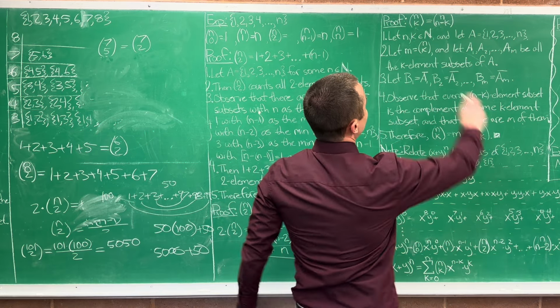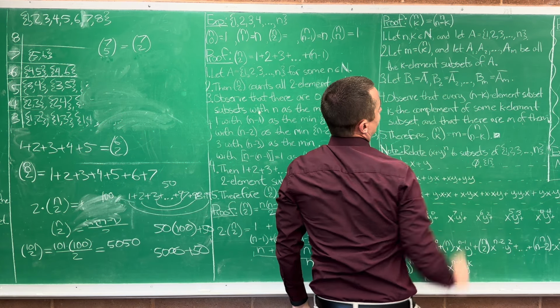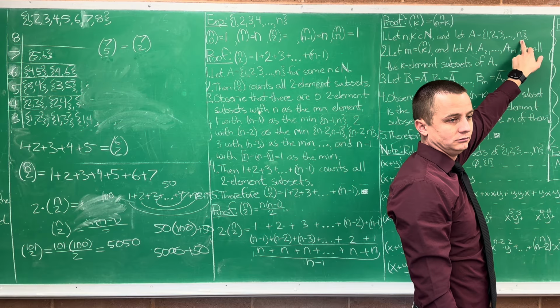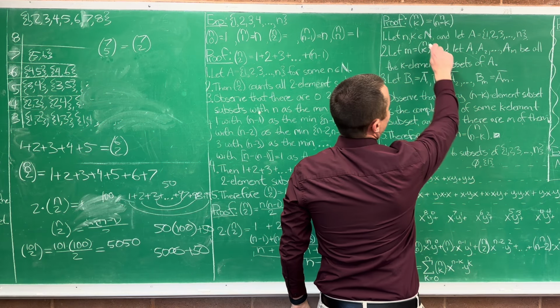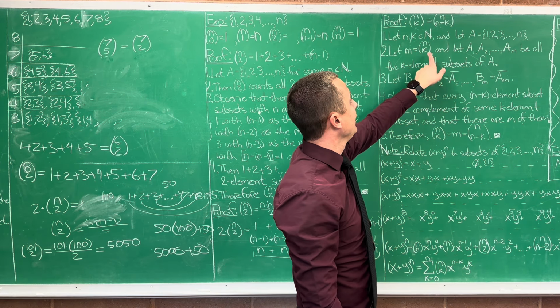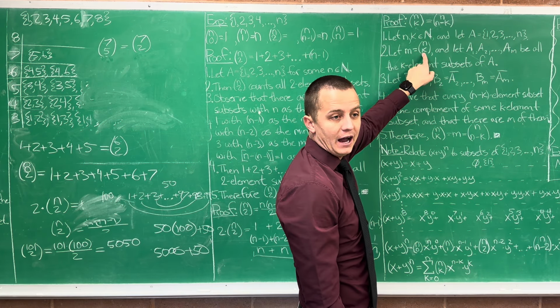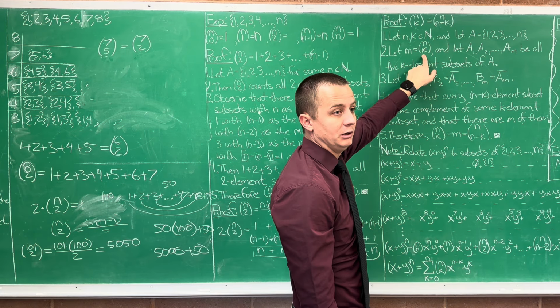So let's run through it. Let n and k be any two natural numbers, and let A be some n-element set. Now we're looking at n choose k, all the ways that we can choose k elements from an n-element set. That could be like 5 choose 7, or 7 choose 5, I mean.